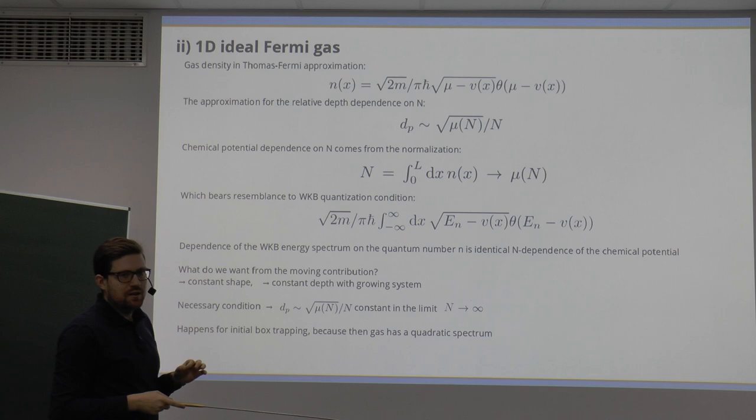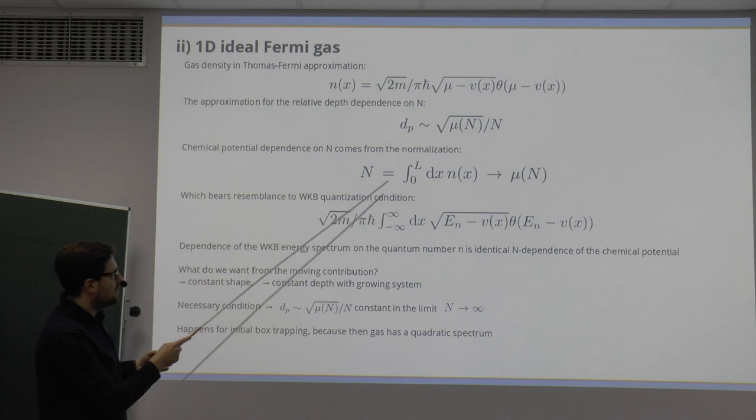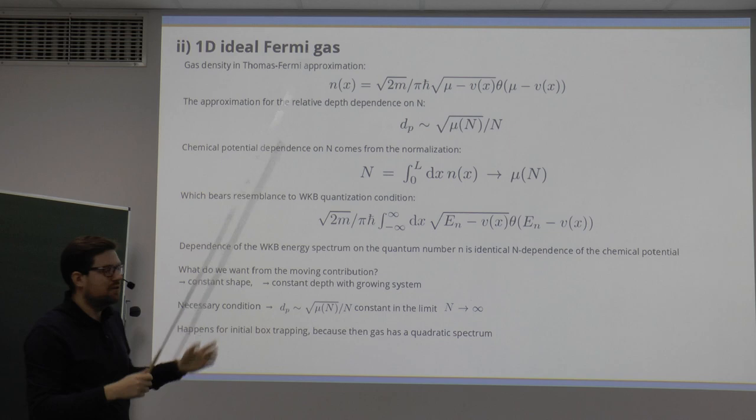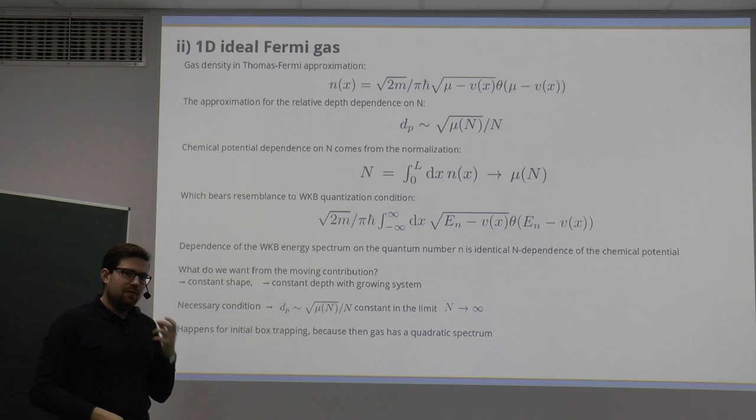So we are looking for the systems that have a quadratic spectrum in order to have this relative depth be constant. And the simplest system that exhibits this is just a gas in the box. This is just an infinite well. And it also tells us why this effect was not seen before in the literature.